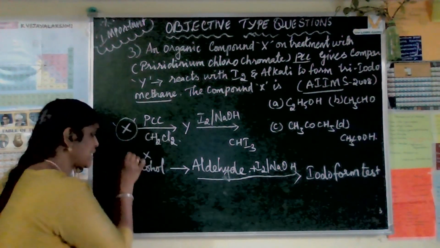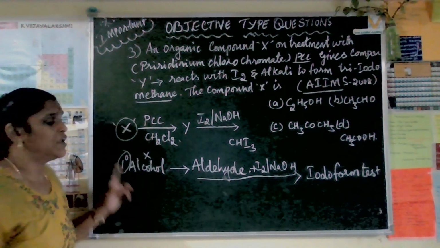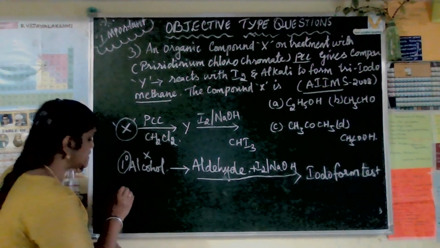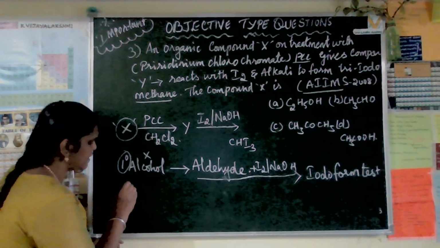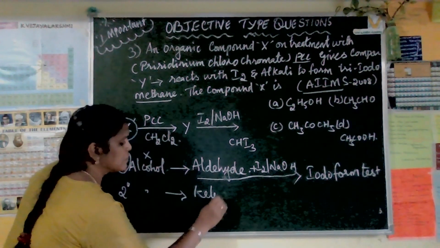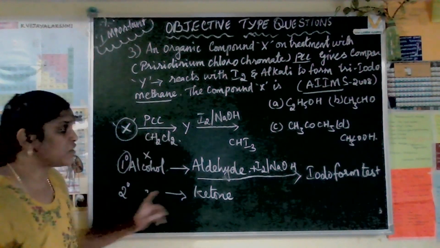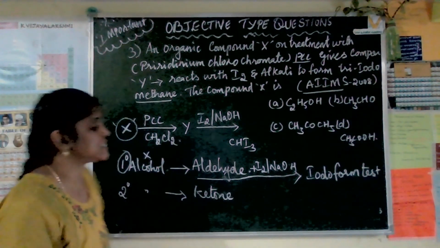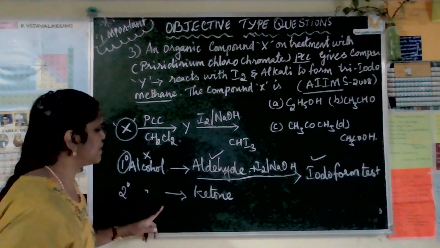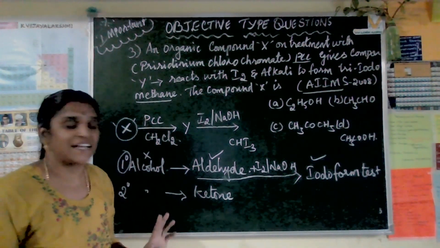That is primary alcohol only it is possible. Why? Because primary alcohol gives aldehyde, whereas secondary alcohol gives ketone. Ketone cannot give the iodoform test, whereas aldehyde can give the iodoform test. So definitely alcohol only is the correct answer.